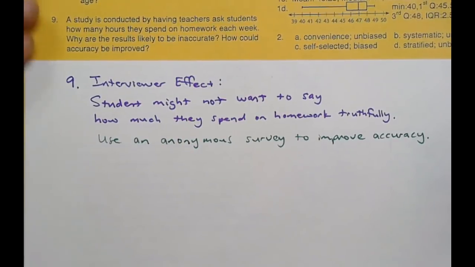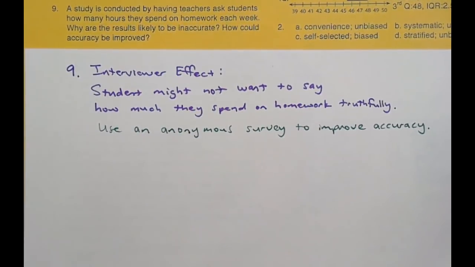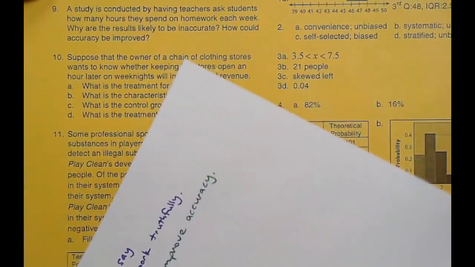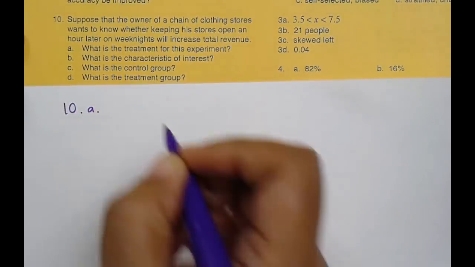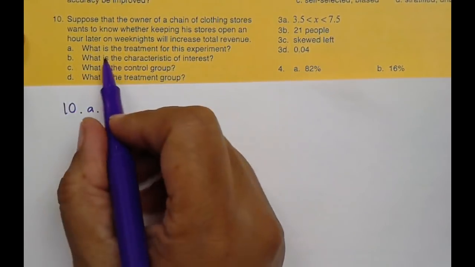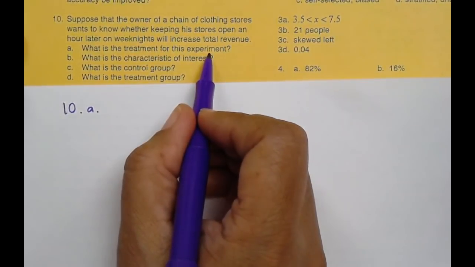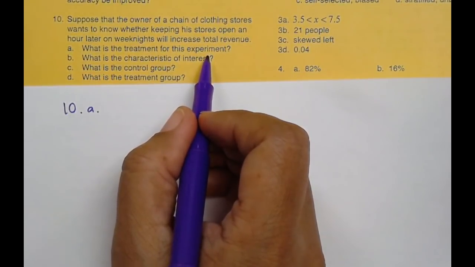Okay, and there's more than one answer that you could have had. All right, let's go ahead and go on to number 10 here. Suppose that the owner of a chain of clothing stores wants to know whether keeping his stores open an hour later on weeknights will increase total revenue. All right, let's take a look at the first thing here. It's saying, what is the treatment for this experiment? So what is he going to change to make this work?